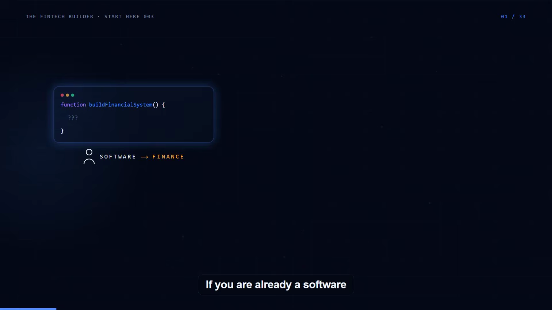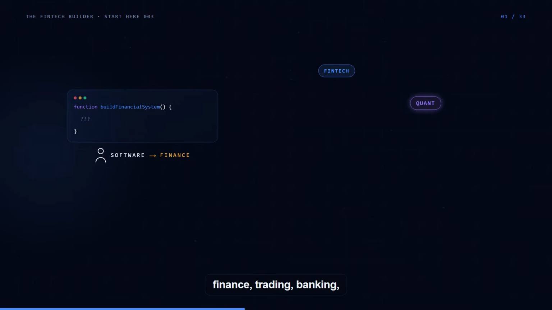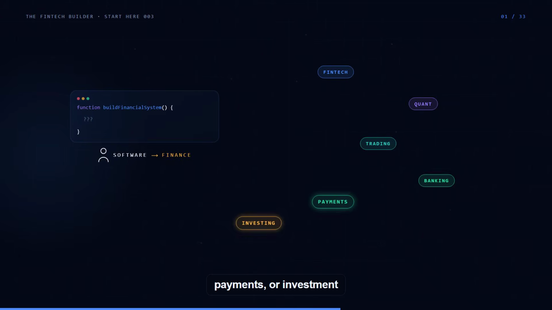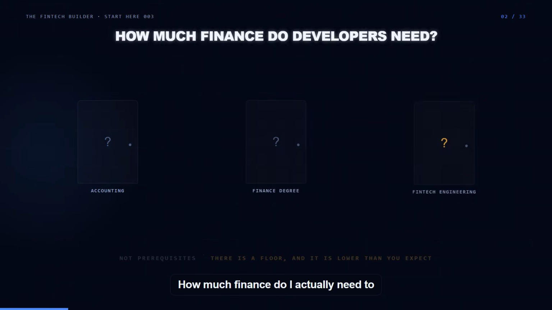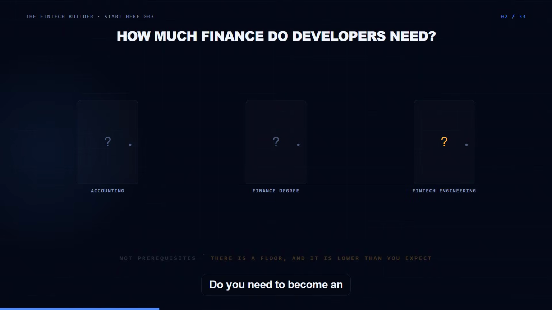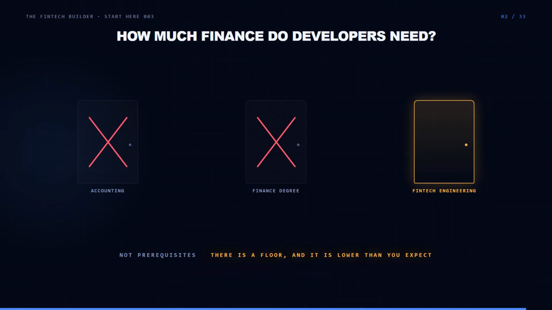If you are already a software developer and you are trying to enter FinTech, quantitative finance, trading, banking, payments, or investment technology, there is one question you hit almost immediately. How much finance do I actually need to know? Do you need to become an accountant? Do you need a finance degree? Neither one is a prerequisite, but there is a floor and it is lower than you expect.